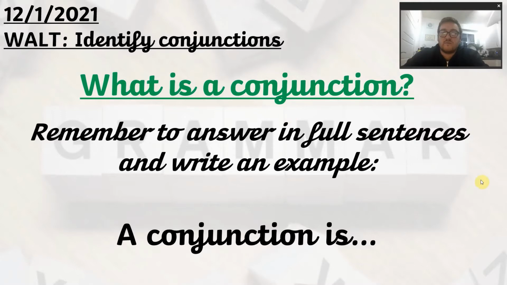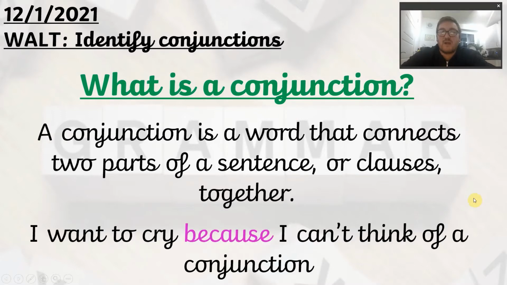Okay, so click on the screen. A conjunction is a word that connects two parts of a sentence or clauses together. So an example would be, I want to cry because I can't think of a conjunction. We've all been there. So the conjunction is the word because, that's highlighted in purple there. That is the word that is joining two parts of the sentence together.